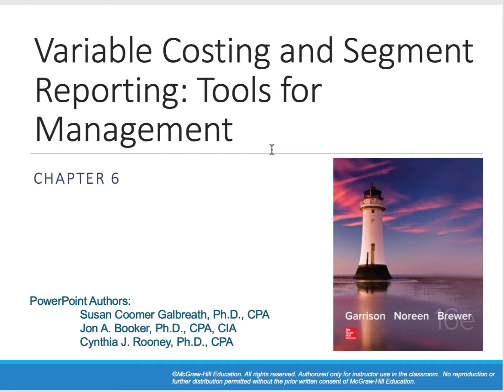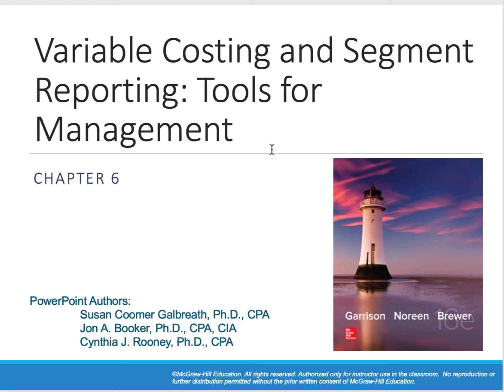Hey guys, welcome back to another video lecture series dealing with Chapter 6. And Chapter 6 talks about variable costing and segment reporting. Now, these are two tools that management can use in order to, well, first figure out what our unit product cost is, and segment reporting allows us to see how much profit a specific segment might offer to the overall company.